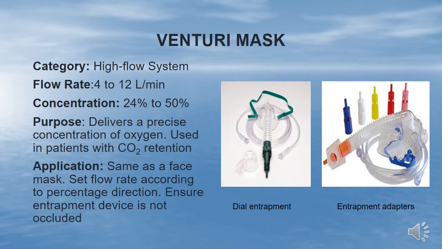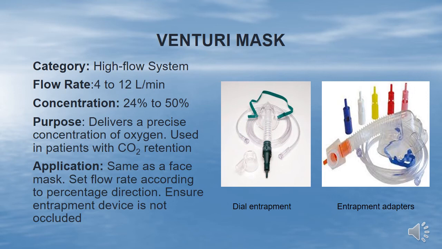Some Venturi masks have color-coded entrapments in assorted percentages with the flow rate or liters per minute setting embossed on the side. These entrapments are attached to the tubing of the mask. Manufacturers of other masks have the entrapment in a dial which can be turned to various percentages.